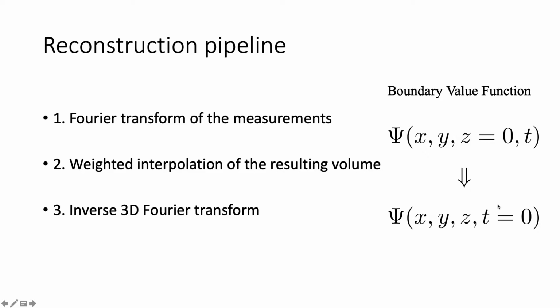This kind of problem can be solved by FK migration in three simple steps. Starting with measurements at the wall, we take the Fourier transform to calculate the spectrum. Then we interpolate the spectrum based on the constraints from the wave equation, and we'll discuss the wave equation later. And finally, we apply the inverse FT to get the hidden volume.